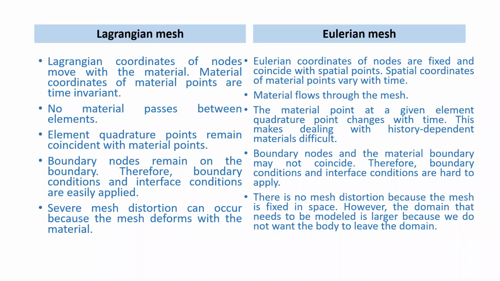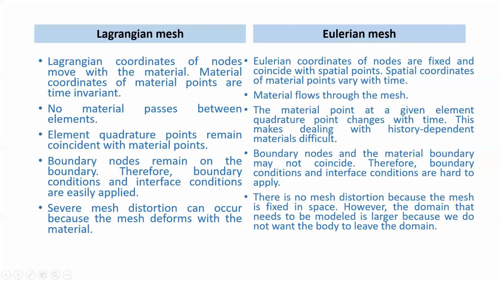The next difference is that boundary nodes remain on the boundary. Therefore, boundary conditions and interface conditions are easily applied in the Lagrangian mesh. And in the Eulerian mesh, boundary nodes and material boundary may not coincide. So therefore, boundary conditions and interface conditions are hard to apply. In the Lagrangian mesh, severe mesh distortion can occur because the mesh deforms with the material. In the Eulerian mesh, there is no mesh distortion because the mesh is fixed in space. Already I said that the node position remains fixed. However, the domain that needs to be modeled is larger because we do not want the body to leave the domain.